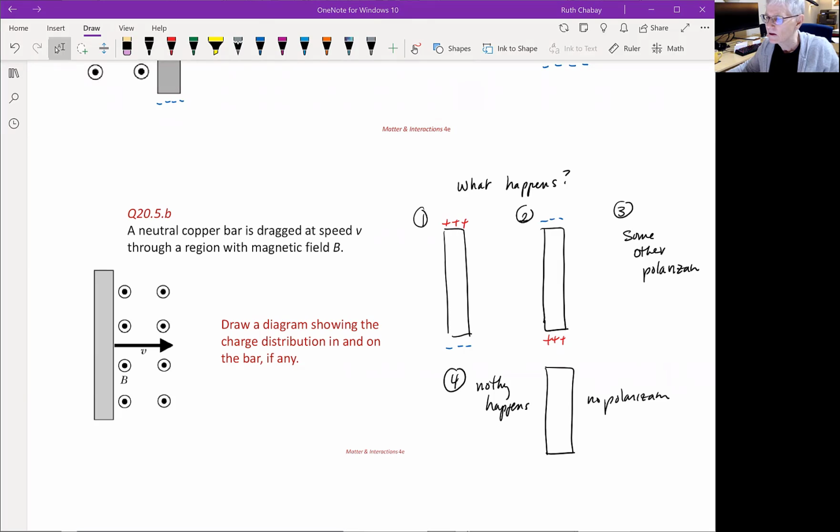Okay, so let's see what you think is going to happen here. So those are our alternatives. So we have a majority vote for answer 2. So negative on top, positive on the bottom, the opposite of what we saw when the bar moved to the left. So let's check that and make sure it's right.